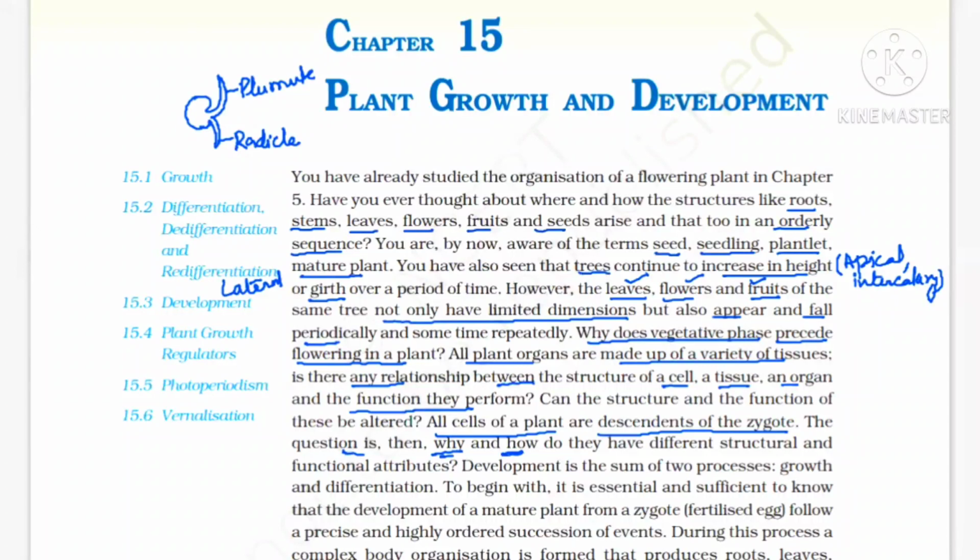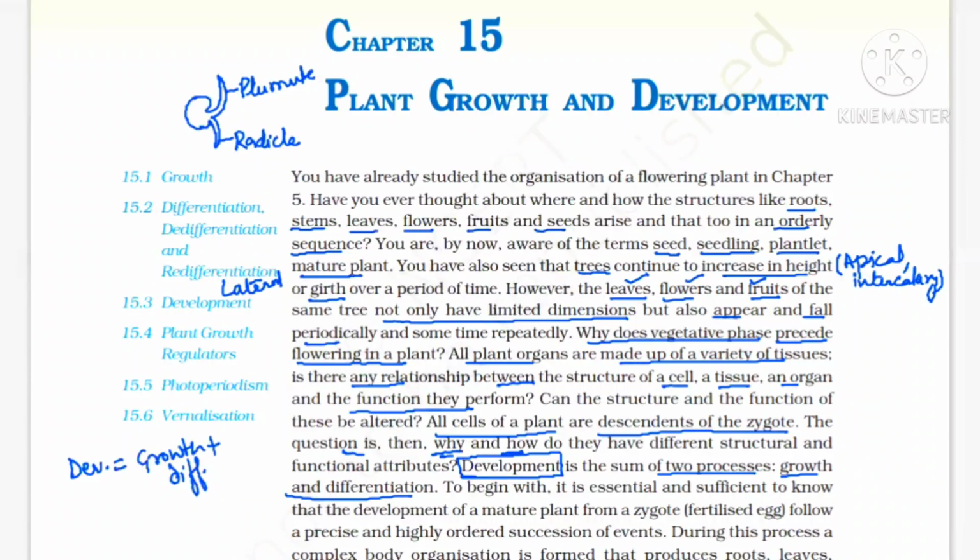So actually, we see one thing, development. This is important. Development means it is a sum of two processes. Which two processes? Growth and differentiation. So you can write here, development is equal to growth plus differentiation.